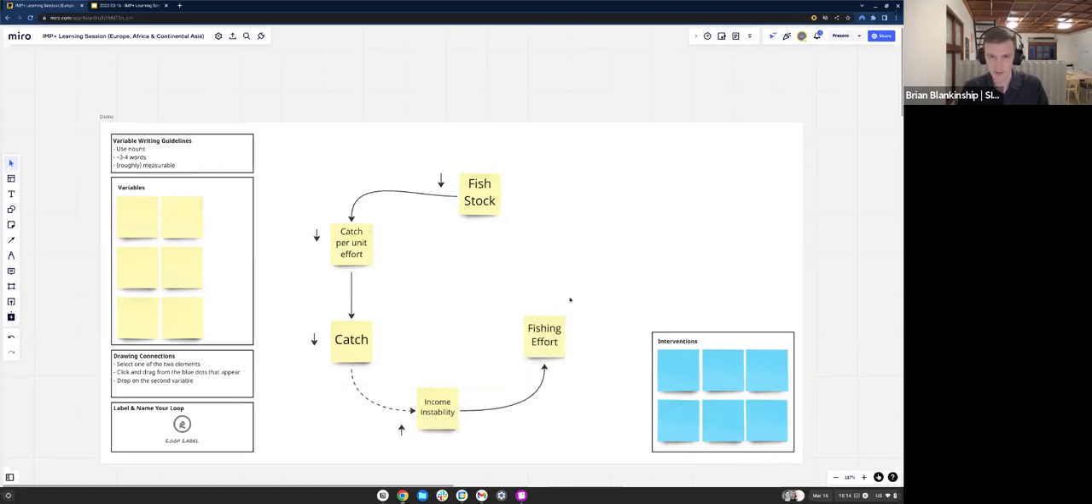And finally, as fishing effort went down, that accelerated the rate. More fishing means less fish stock. So more fishing, less fish stock.